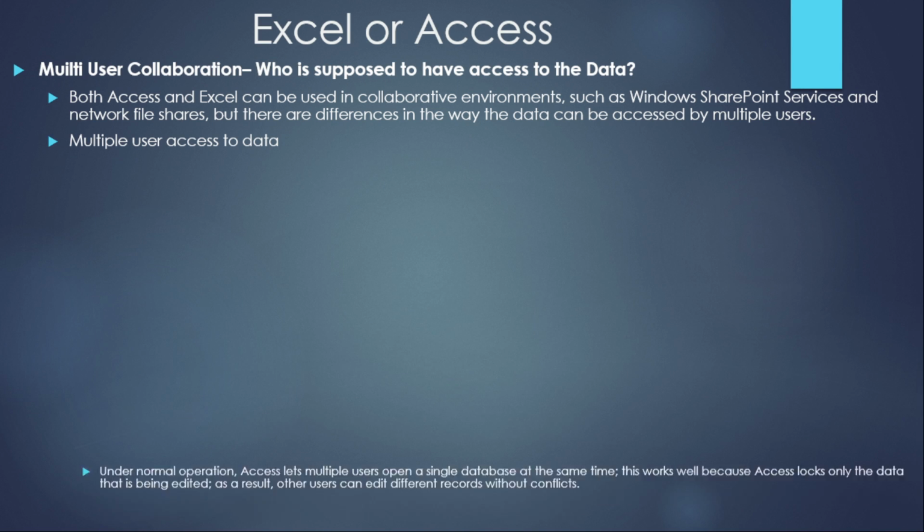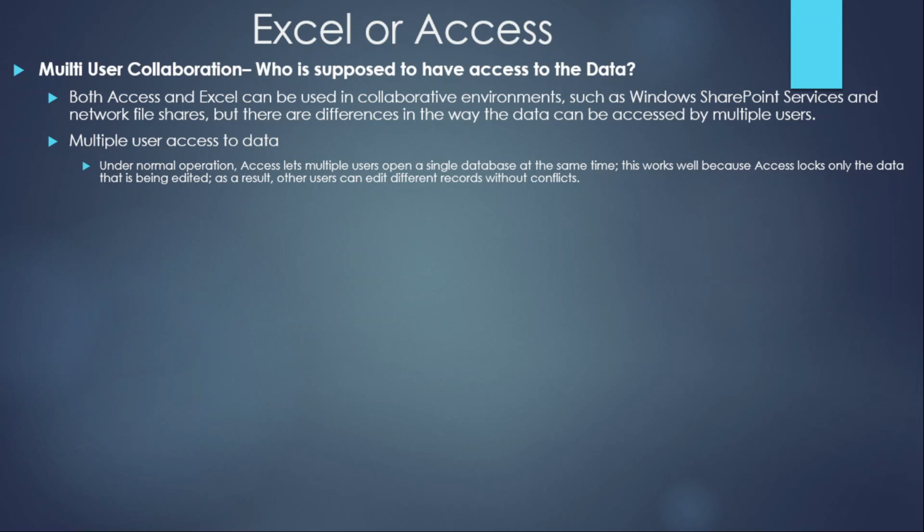So under normal operation, Access will let multiple users open a single database at the same time. This works well because Access locks only the data that is being edited. As a result, other users can still edit different records without conflict. So you could share on a network file or on a SharePoint website, which is part of Microsoft services.